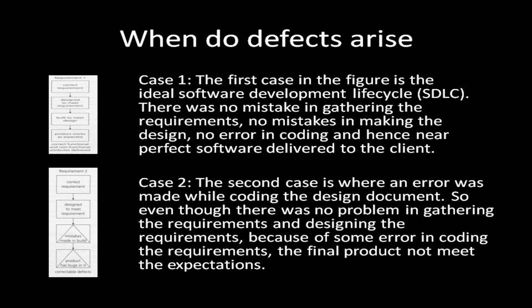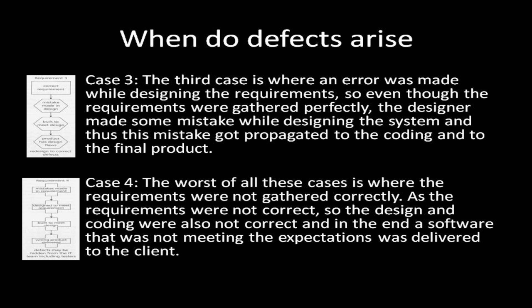Case 2. The second case is where an error was made while coding the design document. So even though there was no problem in gathering the requirements and designing the requirements, because of some error in coding the requirements, the final product did not meet the expectations. Case 3. The third case is where an error was made while designing the requirements. So even though the requirements were gathered perfectly, the designer made some mistake while designing the system, and thus this mistake got propagated to the coding and to the final product.